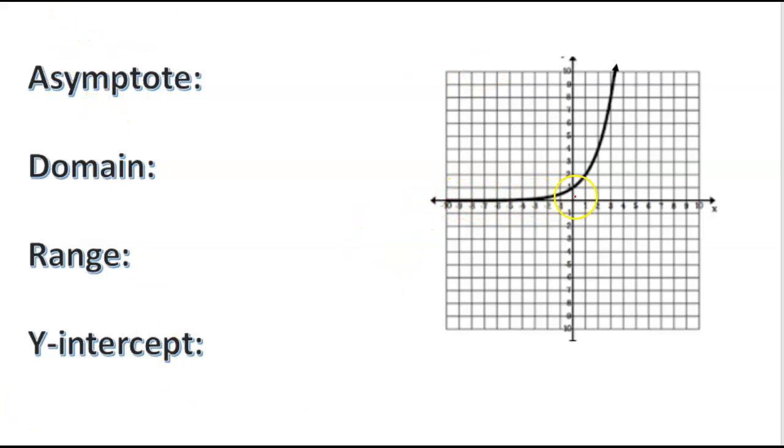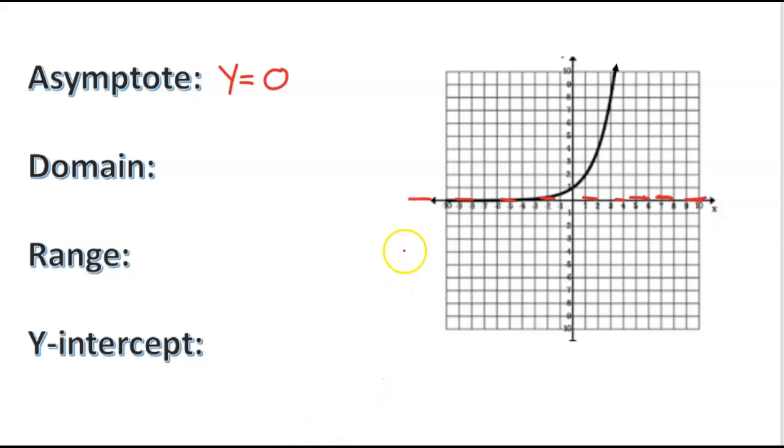You see where this flattens off? The asymptote would go in right here. So if they don't put the asymptote in for you, you have to look at the graph and figure out where it would go. The asymptote crosses the y-axis at 0.